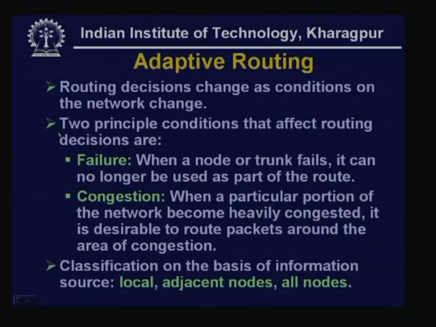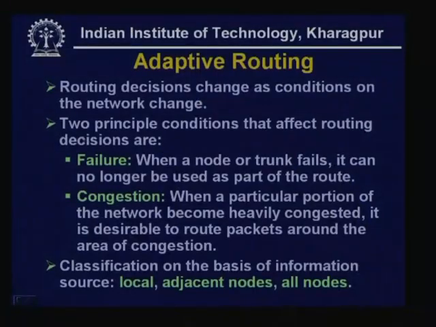Now, we have seen that static or fixed routing techniques have a serious limitation, particularly when the network is not stable. What happens? There are two principal conditions that affect routing decisions. One is failure. When a particular node fails, obviously you cannot pass packets through that, and you have to reroute the traffic in some other direction.